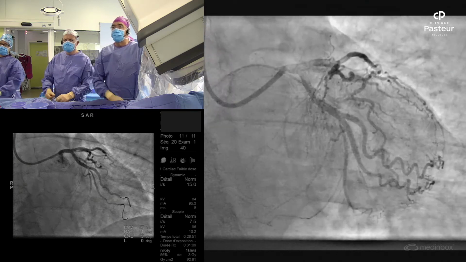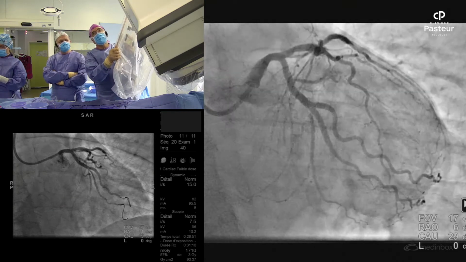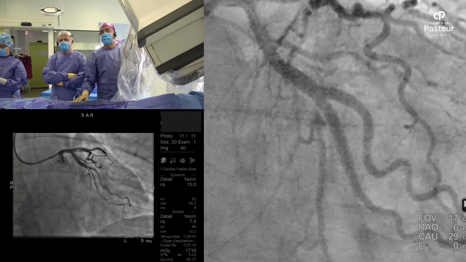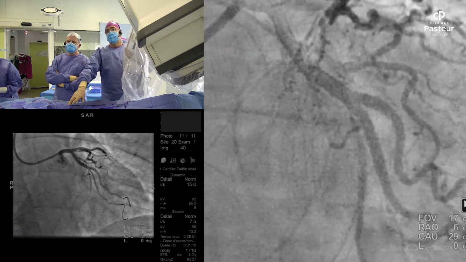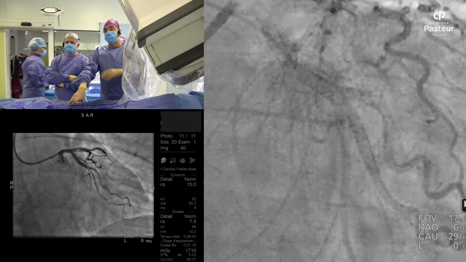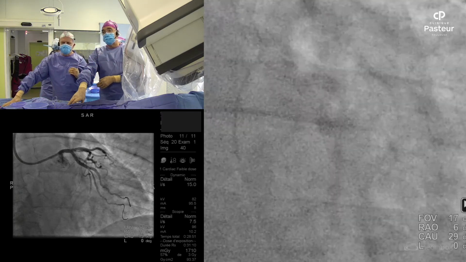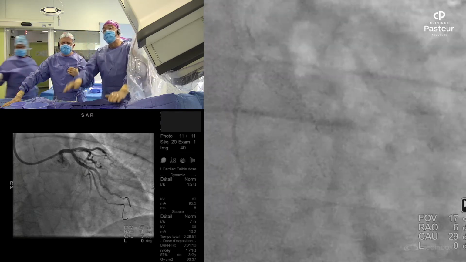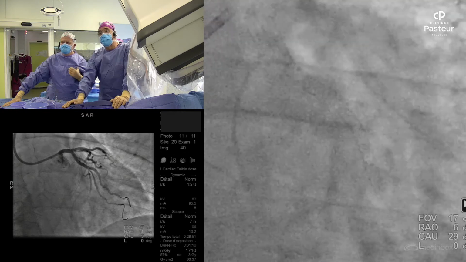It's beautiful. So what we could do is to make a zoom. You see, it's a good reconstruction of the bifurcation. The good news is that there is no residual lesion, no dissection distal to the stents, and Bruno, your evaluation of the size of both branches was very good. Yeah. 2.5, 2.5, and 2.25.